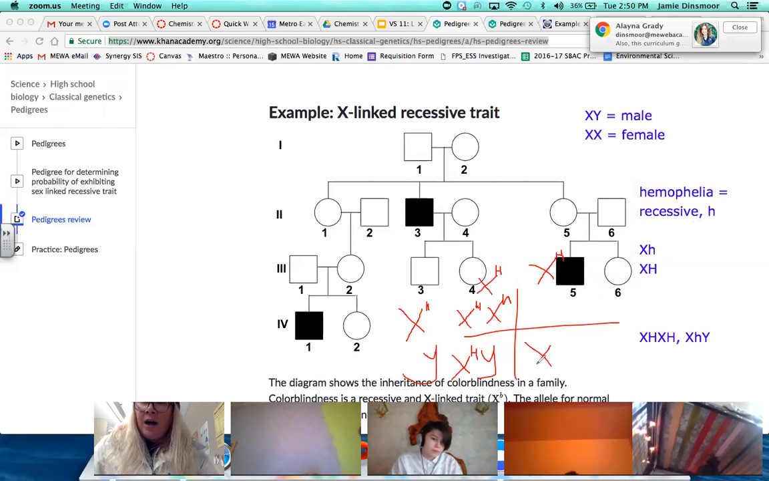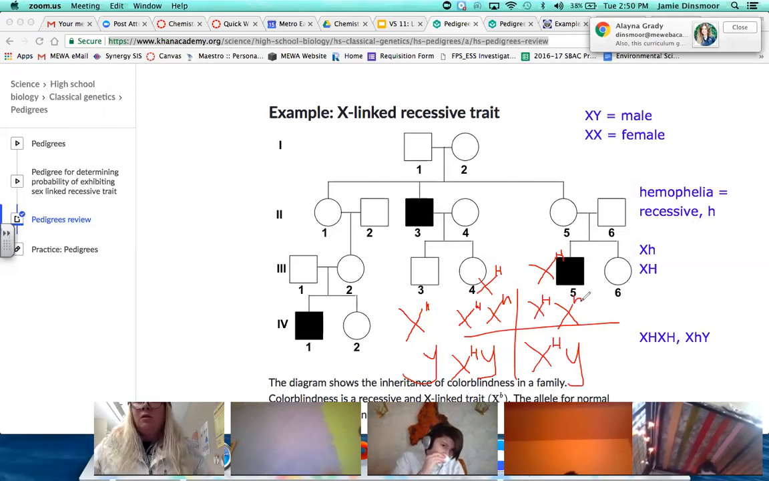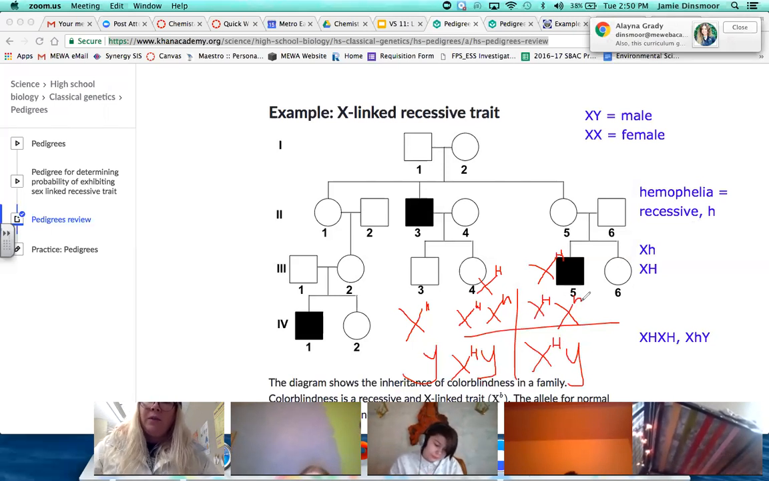X big H, Y. Should have picked a letter that was easier to draw than H. And X big H, X little h. So we would have a 50% chance of having a male that doesn't have hemophilia and a 50% chance of having a female that doesn't have hemophilia. So nobody here would have it. We would, however, have 2 females that carry the trait. So what would happen in that case?